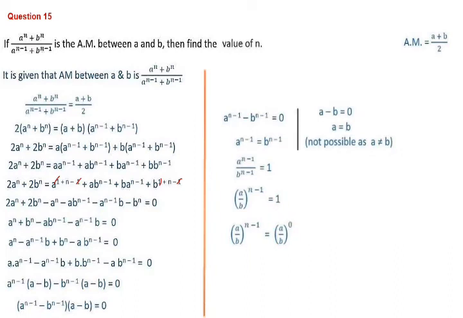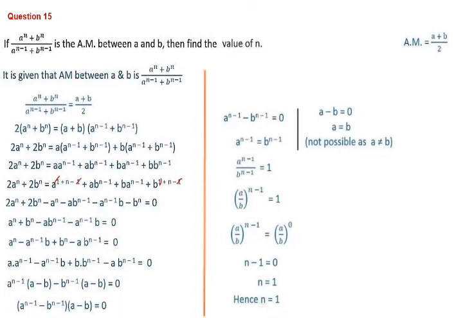Any quantity power 0 is 1. Now the bases are equal, which means the powers also can be equated. That means n minus 1 is equal to 0. Here this is the power n minus 1 and here this is 0. That is n is equal to 1. So find the value of n, that is the question. Here the value of n is 1.